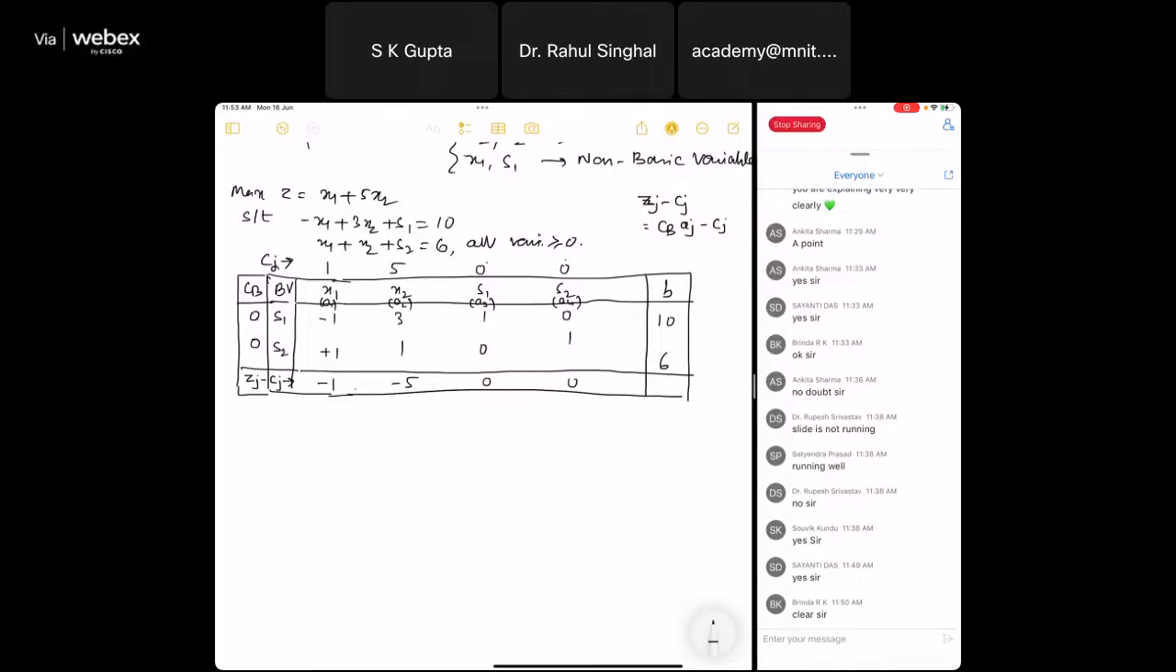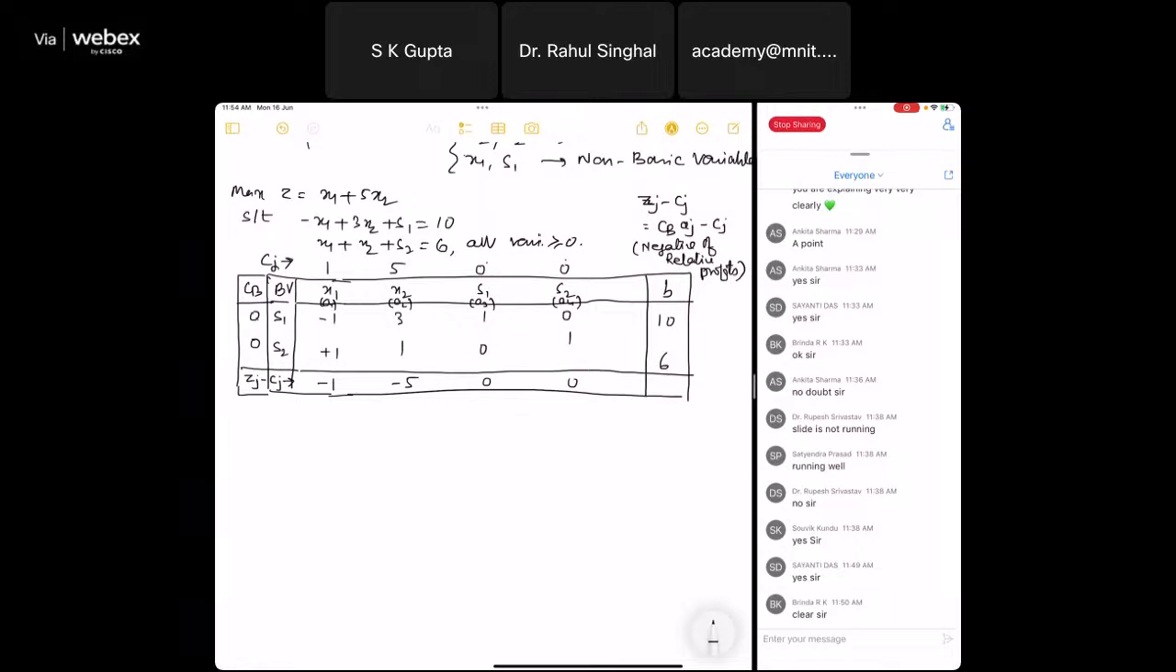So these values basically are the negative of relative profits. So Zj minus Cj's are basically negative of relative profits. Okay. So which variable will enter? The one having the most positive relative profit, that is the most negative value of Zj minus Cj. So this variable will enter.